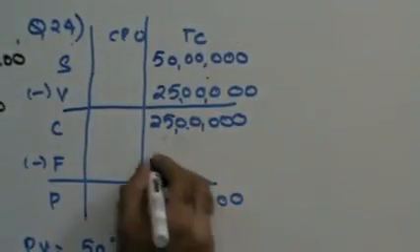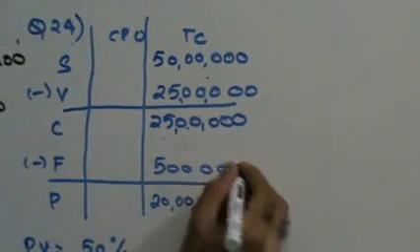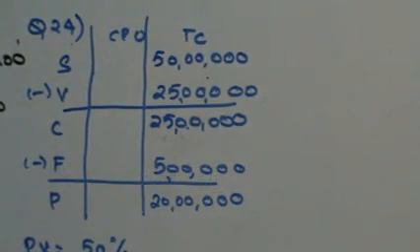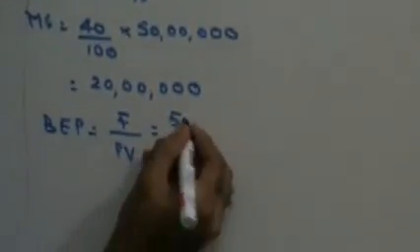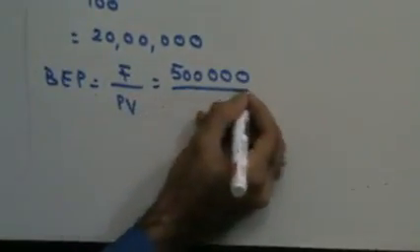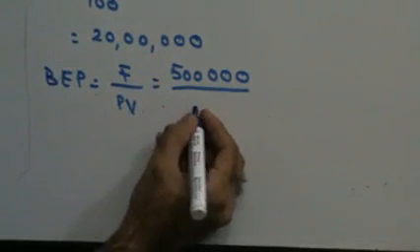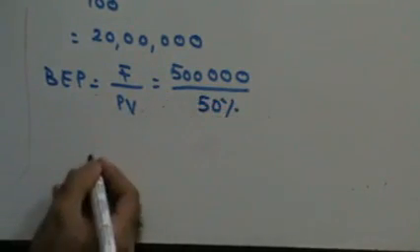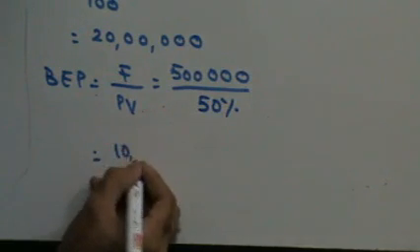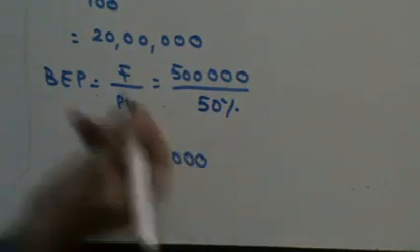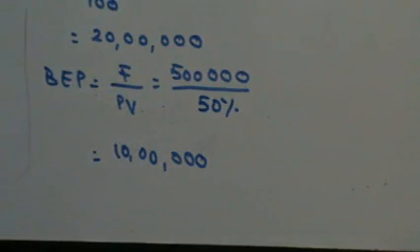So profit is 20 lakhs. Fixed cost therefore will be 5 lakhs. My table is complete. What have they asked me to find out? They've asked me to find out BEP. BEP is F upon PV. F is 5 lakhs upon PV. PV we found out is 50%. So in that case, this is going to be 10 lakhs. So BEP is 10 lakhs and profit is 20 lakhs.